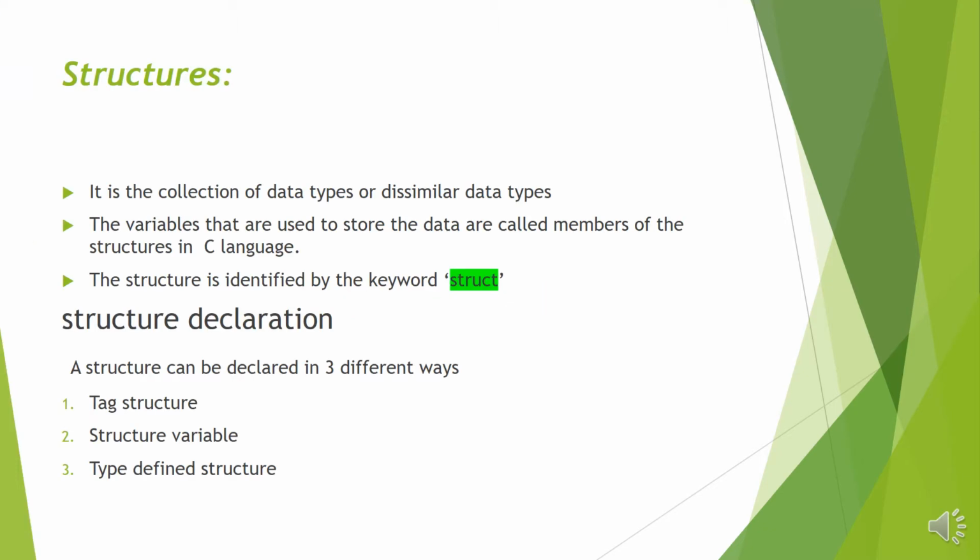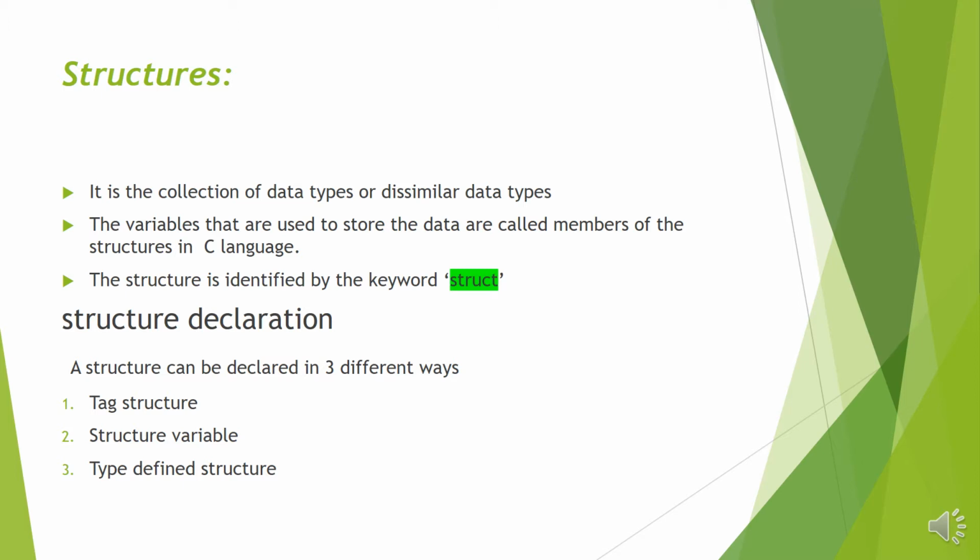Structure is a collection of data types, but it is a collection of dissimilar data types, whereas in arrays we have the collection of similar data types such as integer array, character array, the float type of array. But here we can combine the dissimilar data types with a single variable name. The variables that are used to store the data are called the members of the structure in C language, and this structure is defined with the keyword struct.